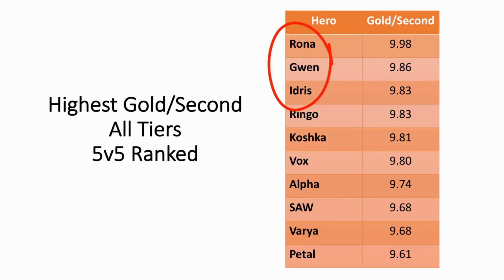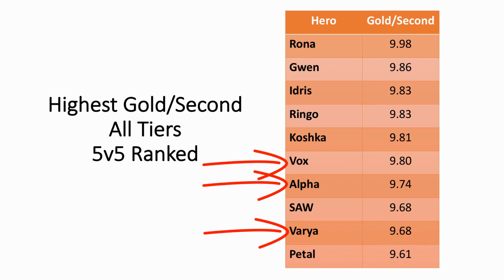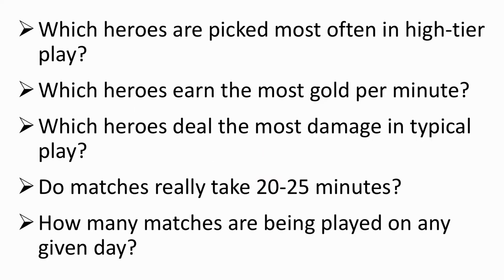The top 3 are Rona, Gwen, and Idris, and interestingly, if we see who is on this list and the previous list, we get those 3, plus Vox, Alpha, and Varya. 6 heroes to watch for right now, it seems. Okay, so what about our last question for this video?